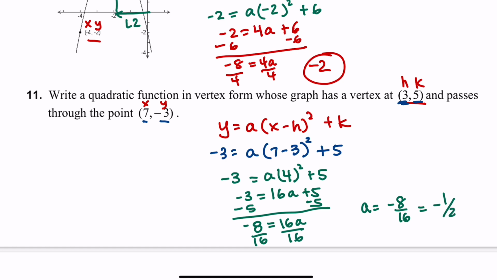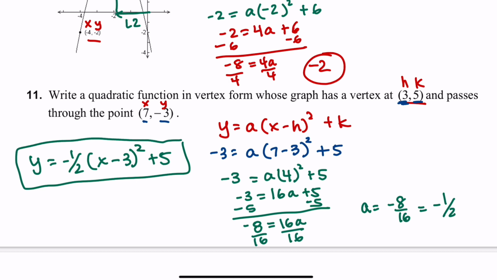So we can write our equation. We have y equals a, which is -1/2, times (x minus our h, which is 3) squared, and our plus 5. And that would be the equation of a parabola with a vertex of 3, 5 that went through the point 7, -3.